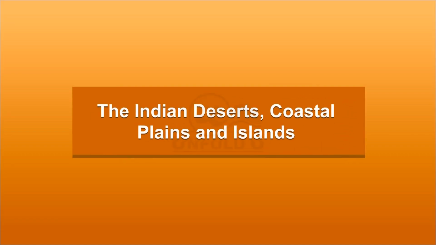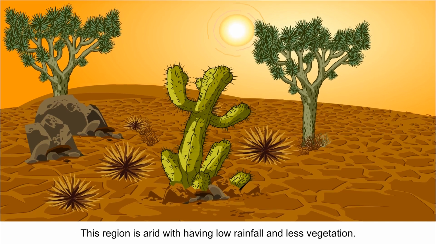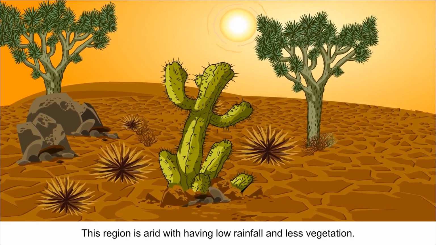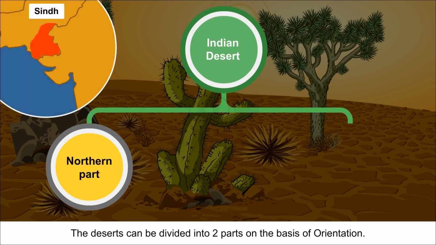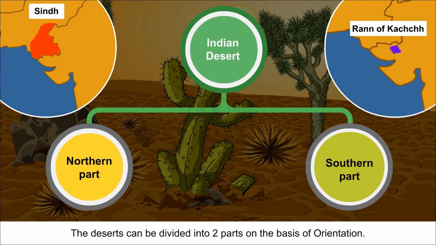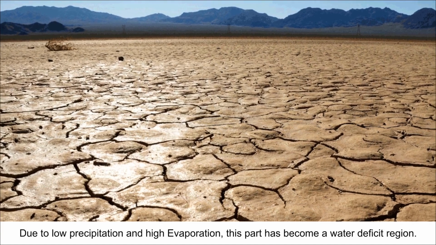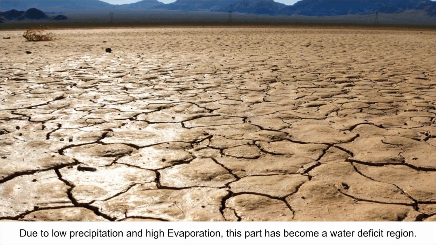The Indian deserts, coastal plains and islands. The Great Indian Desert lies in the northwest of the Aravalli Hills. This region is arid with having low rainfall and less vegetation. The deserts can be divided into two parts on the basis of orientation. 1. Northern part towards Sindh, and 2. Southern part towards Rann of Kutch. Due to low precipitation and high evaporation, this part has become a water deficit region.